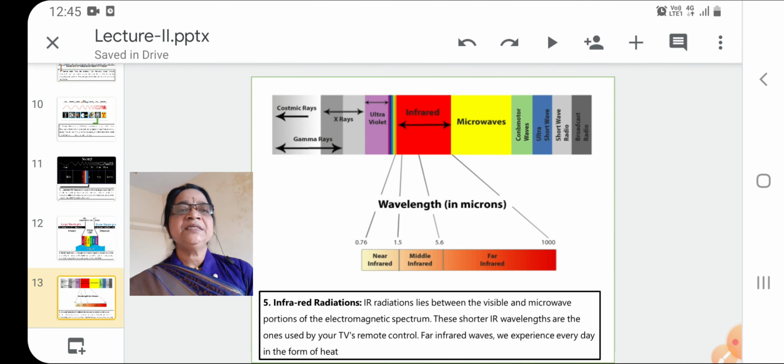Now the next one is infrared radiation, IR in short. It lies between the visible and the microwave radiations in the electromagnetic spectrum. The shorter IR wavelengths are the ones used by your TV's remote control, and far infrared waves we experience every day in the form of heat.